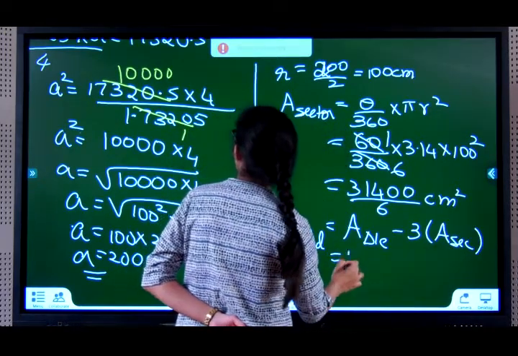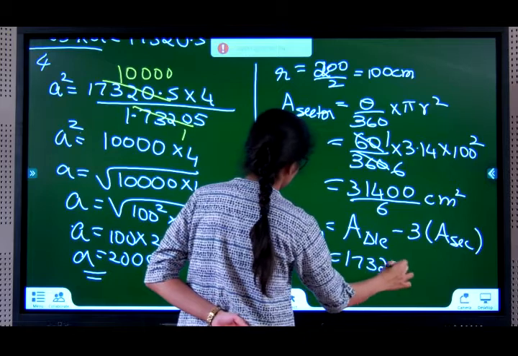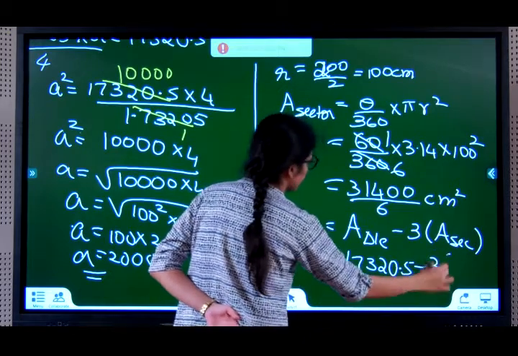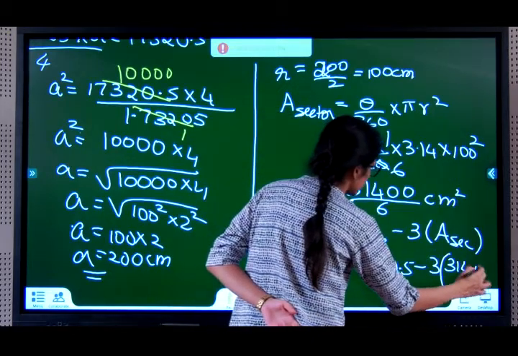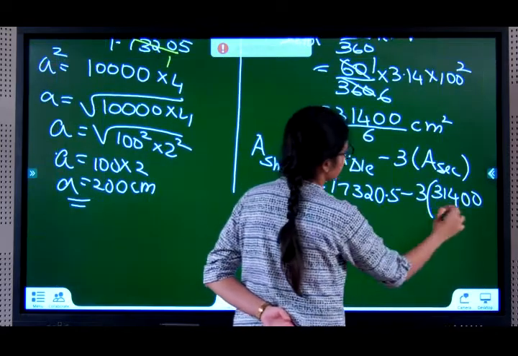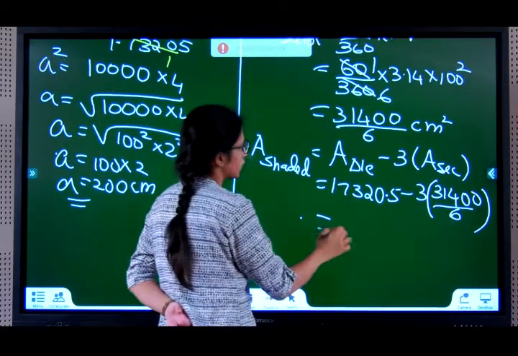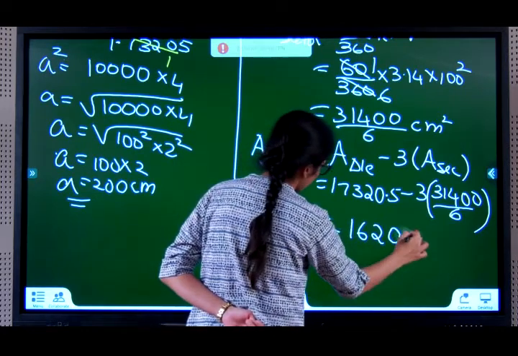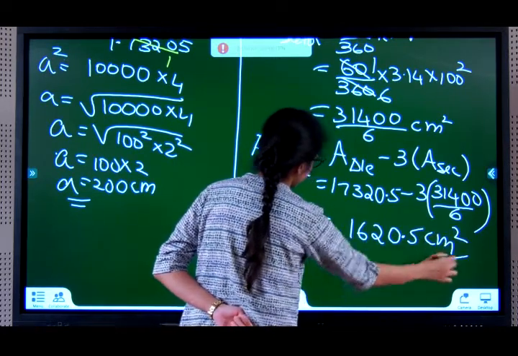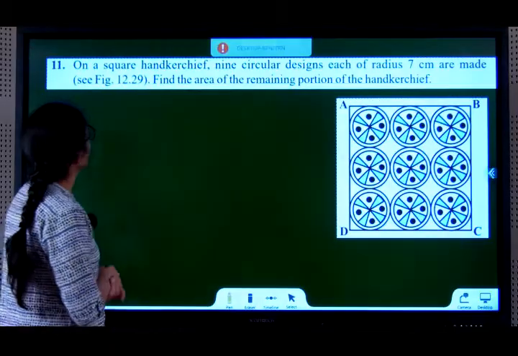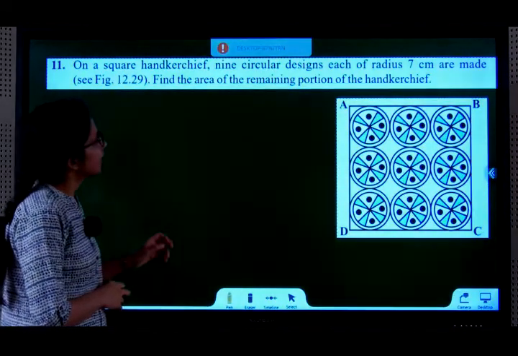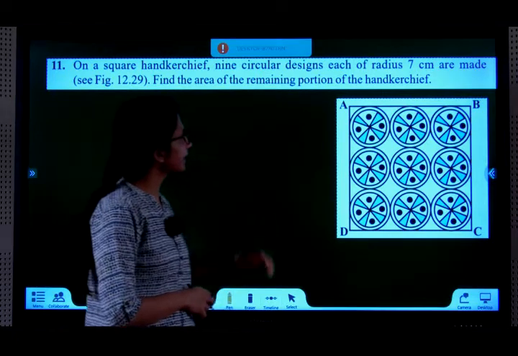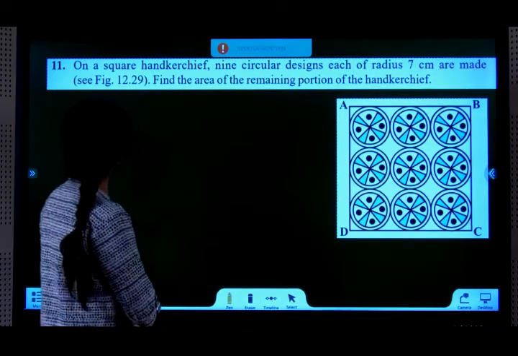Area of triangle is 1/2 into 3 into 31400 by 6. On solving this we get 1620.5 centimeter square. On a square handkerchief, 9 circular designs, each of radius 7 centimeters are made.